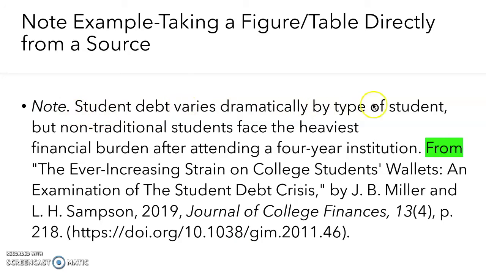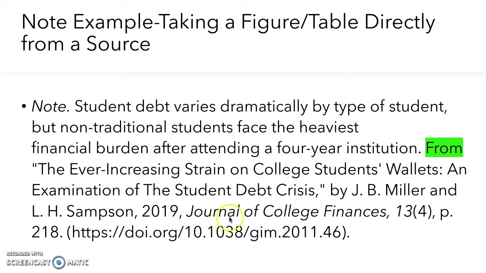Student debt varies dramatically by type of student, but non-traditional students face the heaviest financial burden after attending a four-year institution. So my note is drawing attention to my particular topic, and then because let's say I took this chart or table directly from a source, I would just put the word "from," and I start with the title. I move on with the authors. So you see the order is a little bit different than a reference entry.